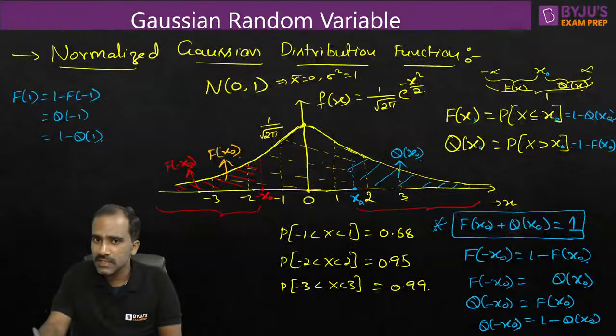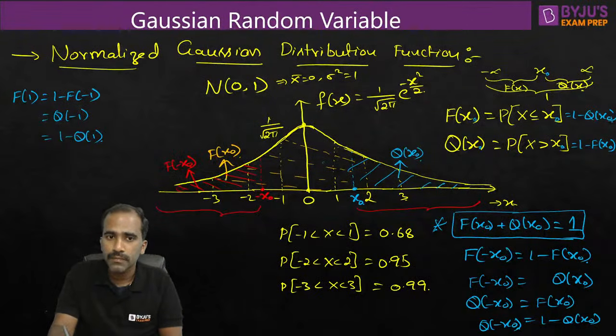If you want, you can understand this graphically also. Q of minus x naught means the area from minus x naught till infinity, whatever is the area. From this point till here, this total area is what we call Q of minus x naught. And just keep in mind, this area is the same as this area, because it is a symmetric graph. From minus infinity to x naught, whatever is the area, the same is the area from minus x naught to infinity. This is F of x naught and this is Q of minus x naught. Both are the same.